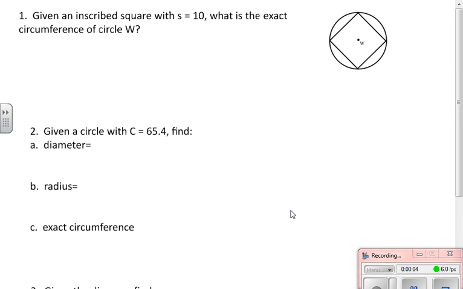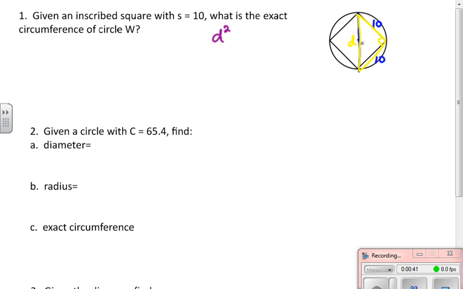Part 3 of this video is going to focus on the last set of example problems. If we're given an inscribed square with side of 10, so each of these is 10, what is the exact circumference of the circle? At first glance it doesn't seem like we have enough information, but if I think about drawing in a diameter, because I can do that, I suddenly see that I have an interesting shape emerge right here. That happens to be a right triangle where the diameter and the hypotenuse are the same. So I can solve for that diameter.